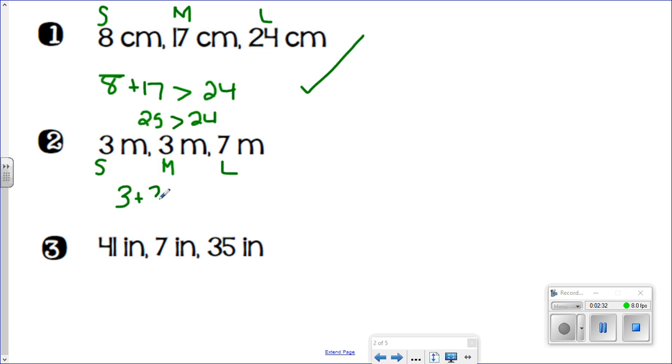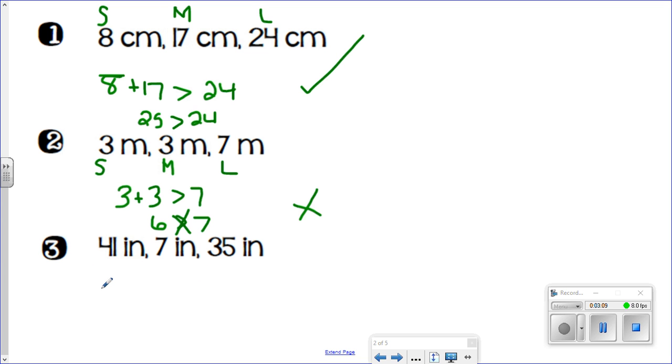And we want to determine, is that greater than 7? Well, 3 plus 3 is 6. And is 6 greater than 7? No. So that's false. So this one is not a triangle. It wouldn't be a triangle because the two sides would not close to make a triangle.